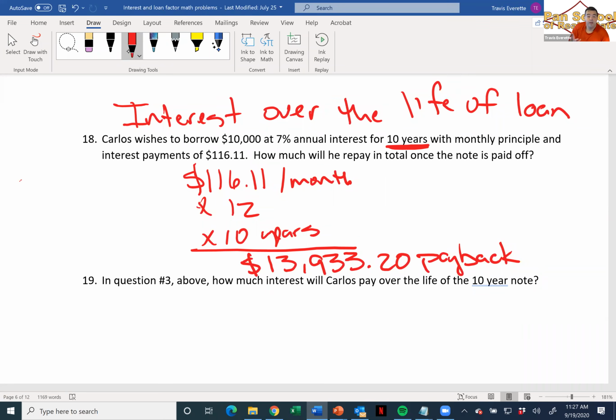And by the way, I asked you a question earlier. I said, if you were paying me $100 a month for 5 months, how much would you pay me back? What was your answer? 500. How much did you borrow? You didn't need to know. What was your interest rate? You didn't need to know. All you needed to know was how much you pay and how long you pay it.